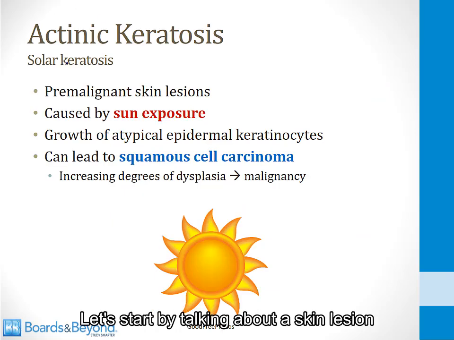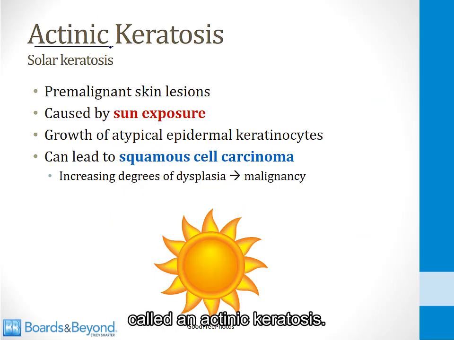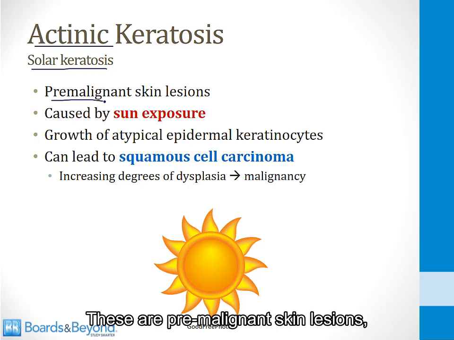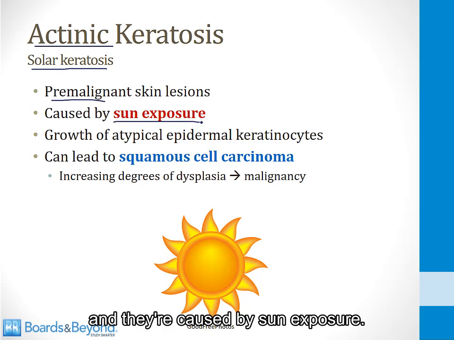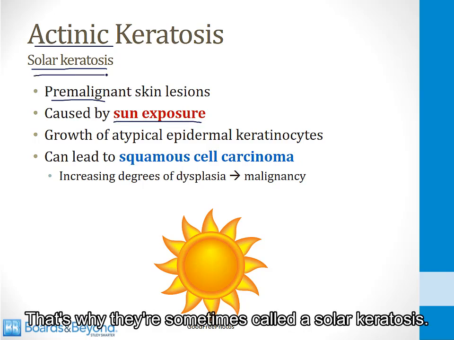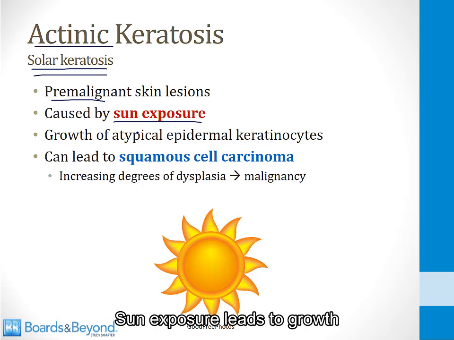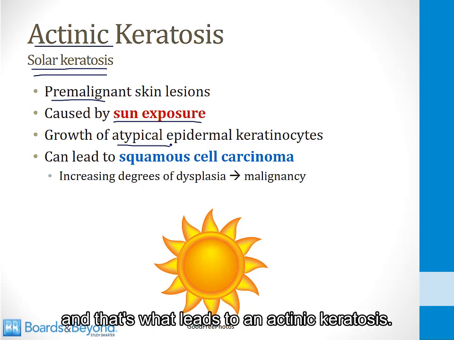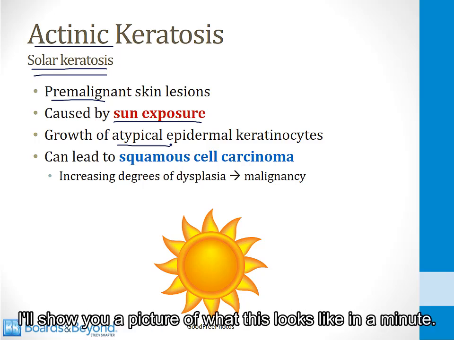Let's start by talking about a skin lesion called an actinic keratosis. It's also sometimes called a solar keratosis. These are pre-malignant skin lesions, and they're caused by sun exposure. That's why they're sometimes called a solar keratosis. Sun exposure leads to growth of atypical epidermal keratinocytes, and that's what leads to an actinic keratosis. I'll show you a picture of what this looks like in a minute.